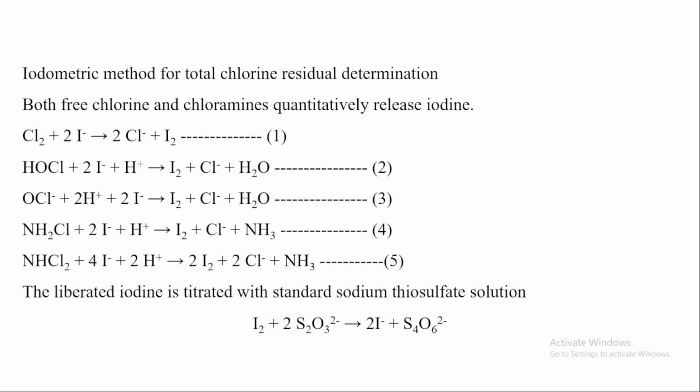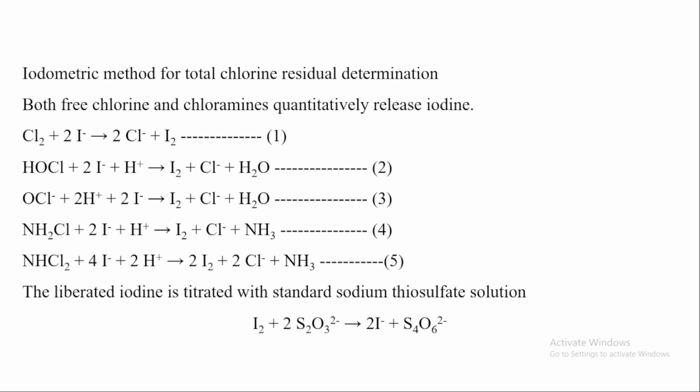So what happens is when sodium thiosulfate is added, the iodine that is liberated from these five reactions can react with the sodium thiosulfate and get reduced to iodide ion, and in turn the thiosulfate ion will get oxidized into S4O6 2 minus.